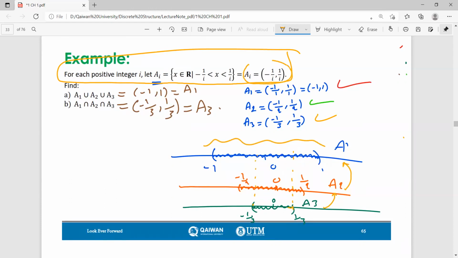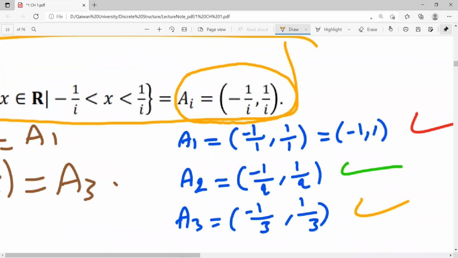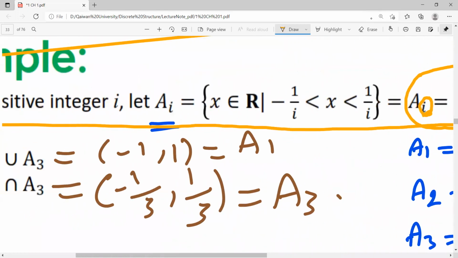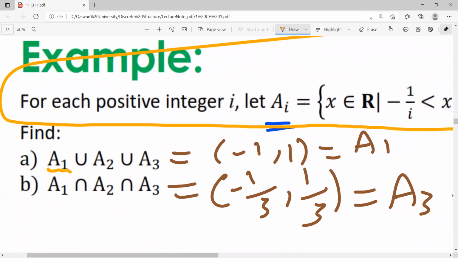It's given that A_i equals the interval from -1/i to 1/i. If we change this index to any number, we just change these two also. Yes, you should find it by yourself. But it's given here A1, A2, A3, and regarding this one, that's why I found A1, A2, and A3.